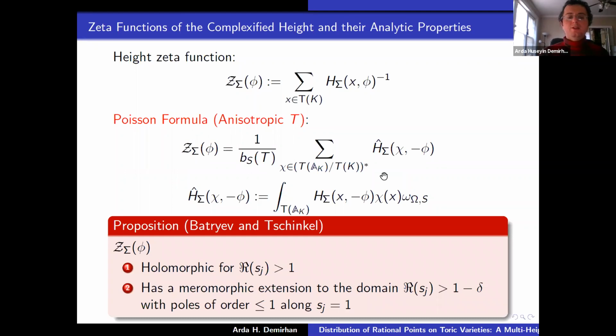Now, I'd like to show an important proposition of Batyrev and Tschinkel in their paper on compactifications of anisotropic tori. The height zeta function is holomorphic when the real part of all coordinates is bigger than 1. And this function can be continued meromorphically to the left of this line, with poles along the line of order at most 1.